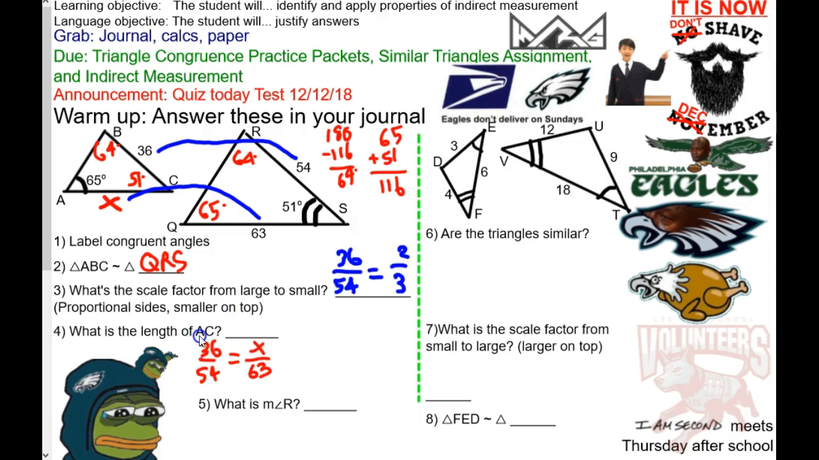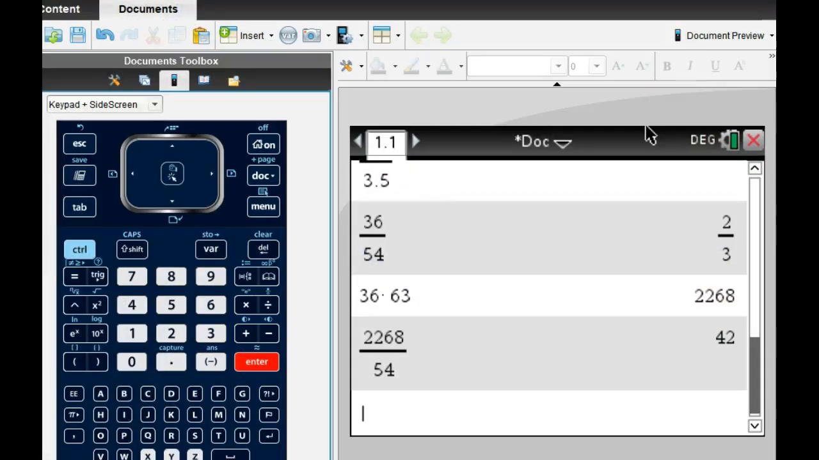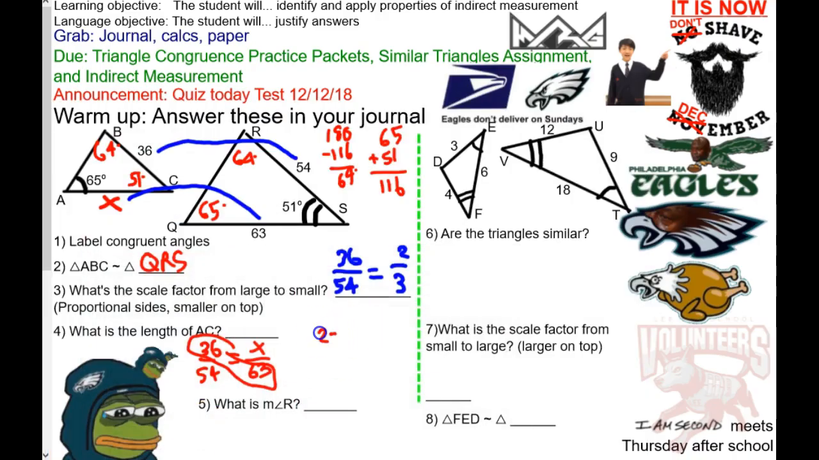Alright, so what should I do with these 2 fractions? Cross multiply and divide. So 36 times 63 is 2,268. X times 54 is 54x. My last step after I cross multiply is to divide. And I get 2268 divided by 54 is 42.